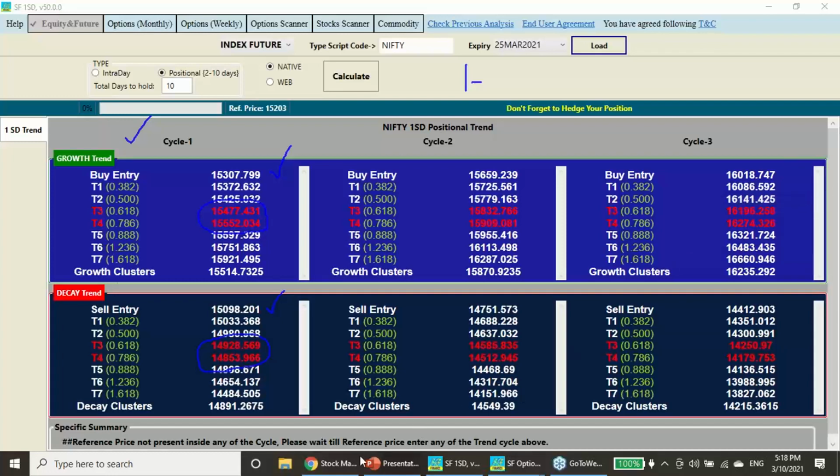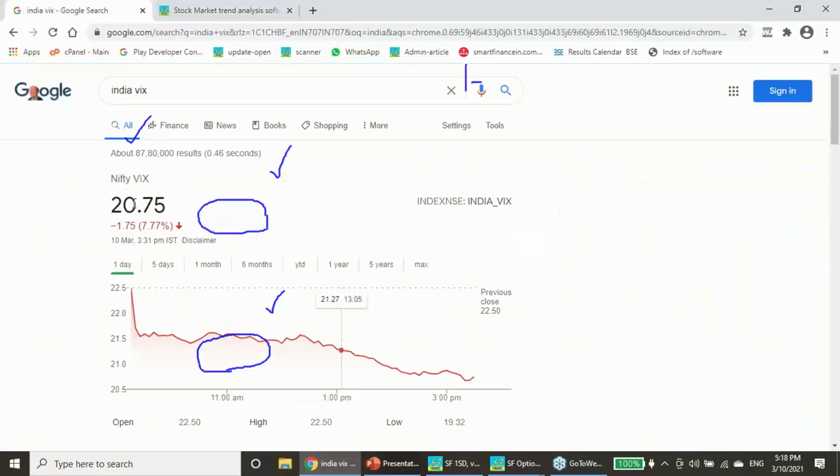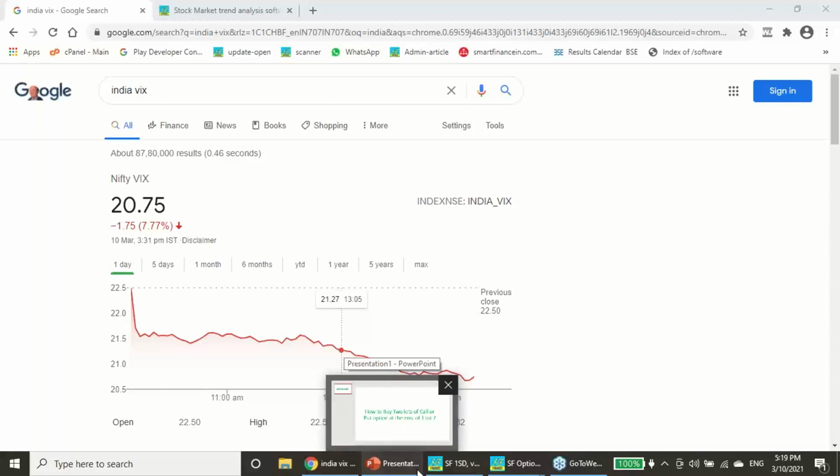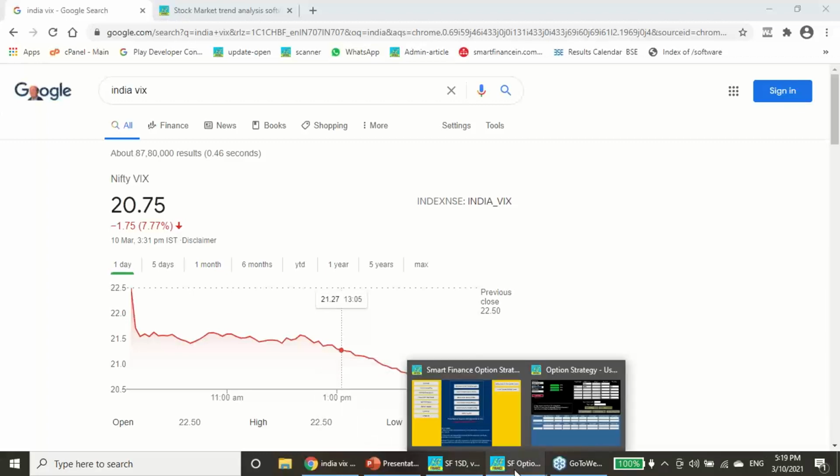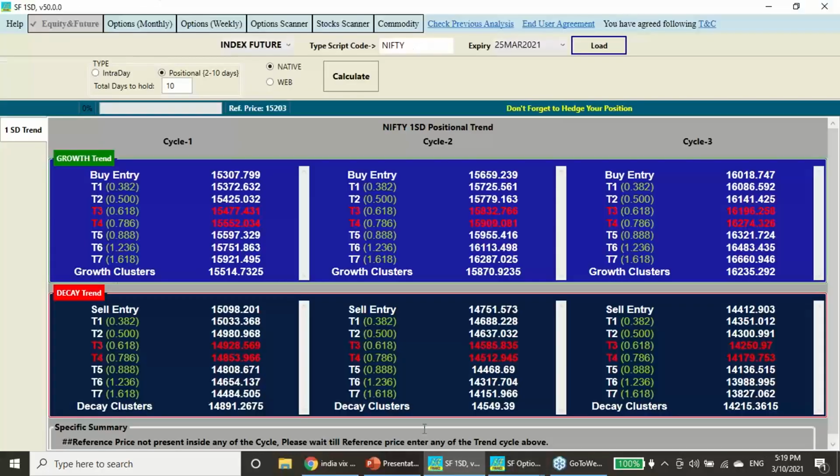Again, I am going back to the India VIX, the volatility index. It has fallen near to 20. If it is falling below 20, the market will be bullish, so you have every probability to go long in the market. So suppose you are convinced that VIX is falling and there is a chance that the market can go to 15,477 to 552 in the coming 10 days period.